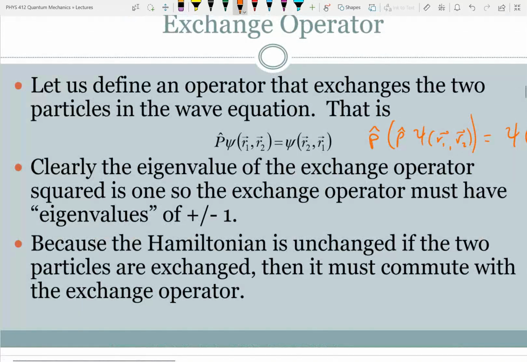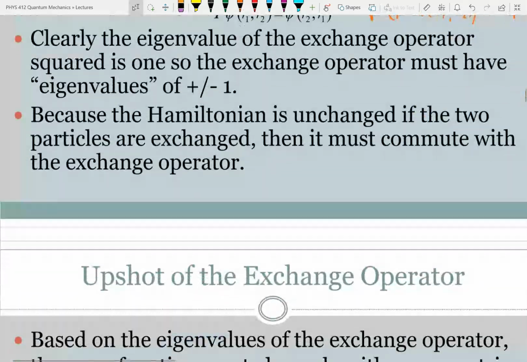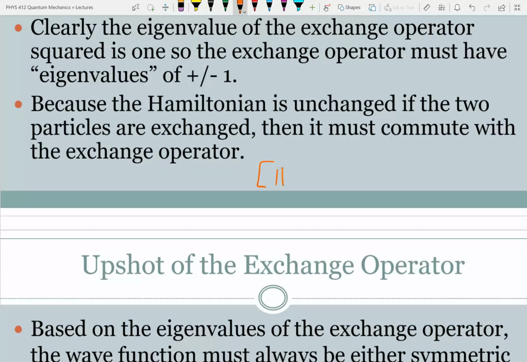So the Hamiltonian is going to be symmetric under exchange. That is, if you change particle 1 and particle 2, we have the Hamiltonian only in terms of the R, the separation between the two, and the position of the center of mass. So the Hamiltonian doesn't care where the positions are. So the Hamiltonian is going to have to commute with the exchange operator because the Hamiltonian doesn't care where the positions are.